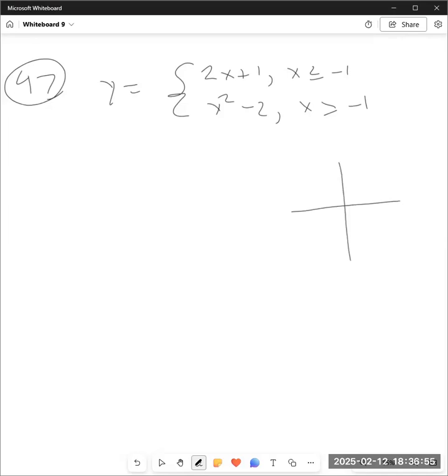So at -1, 2 times -1 is -2, plus 1 is -1. I have a solid dot there, and I have a slope of 2. I'm going to go up 2 and right 1, and this piece goes in that direction. It's linear. At -1, -1 squared is 1, 1 minus 2 is -1 again. And there's that open circle, and that hole covers it up.